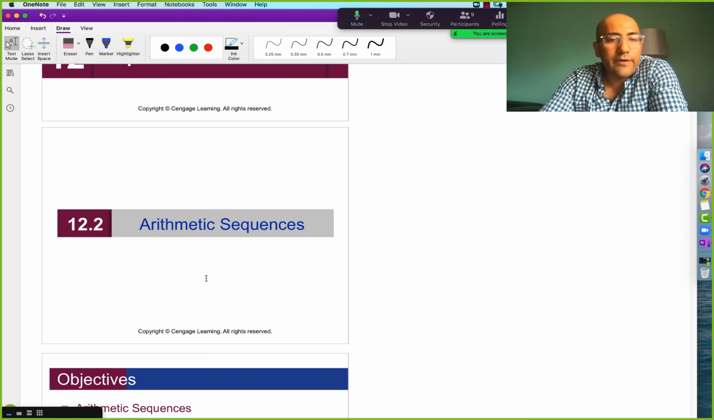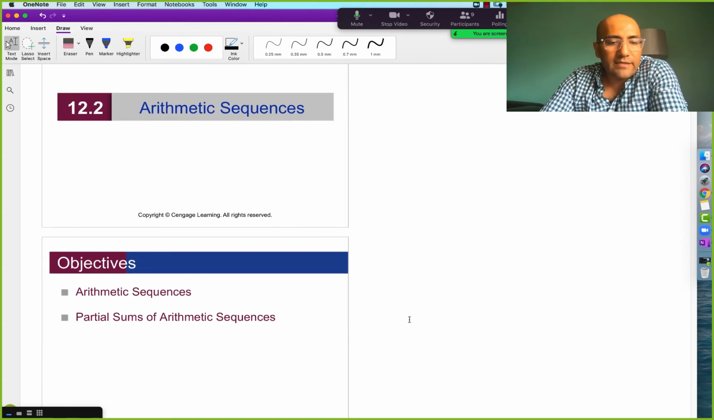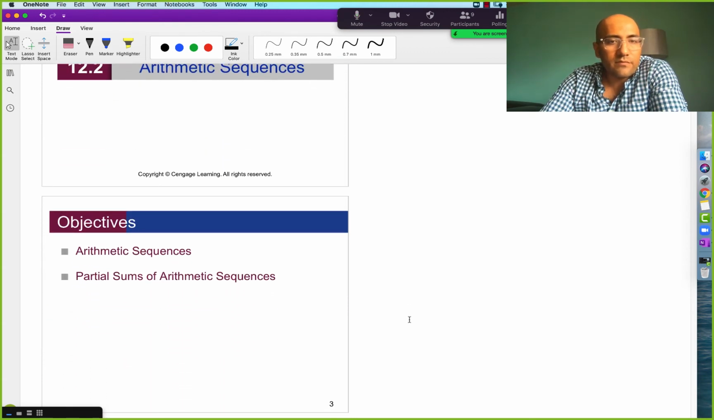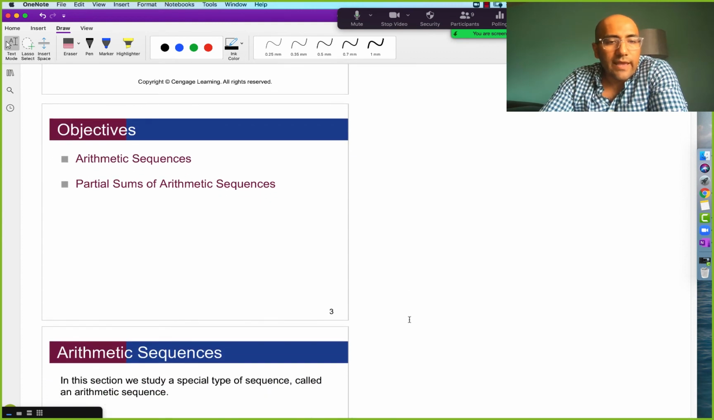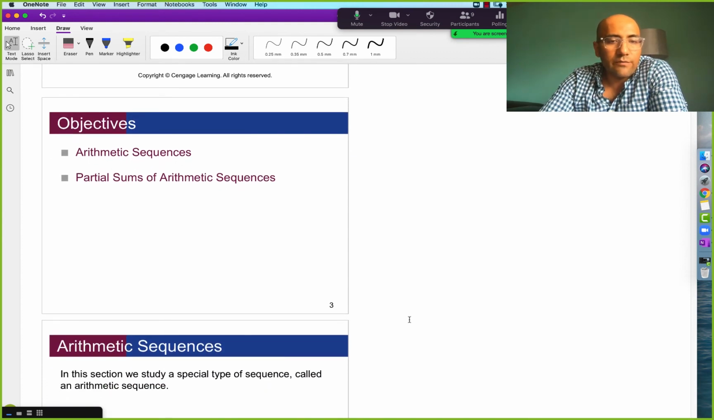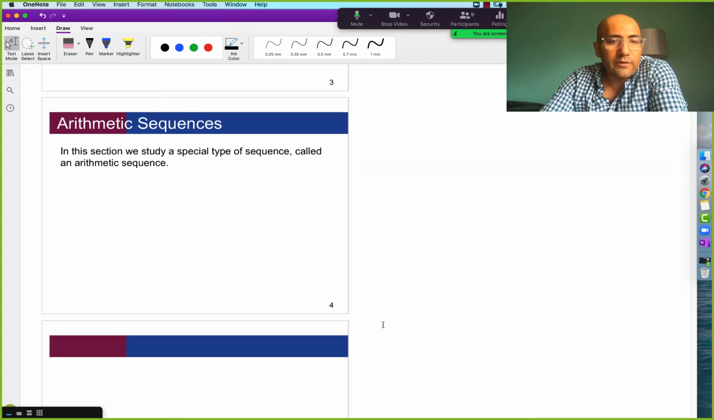So there's a couple of very common patterns that we look at. One of them is arithmetic sequences. That's chapter 12, section 2. And the other one is geometric sequences, which is the next section. Okay, so in this section, we'll look at arithmetic sequences. We'll describe them, define them, we'll use them, and then we'll also find the partial sums of arithmetic sequences. Okay, so what is an arithmetic sequence?